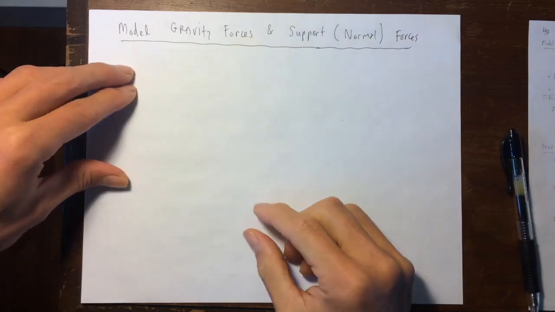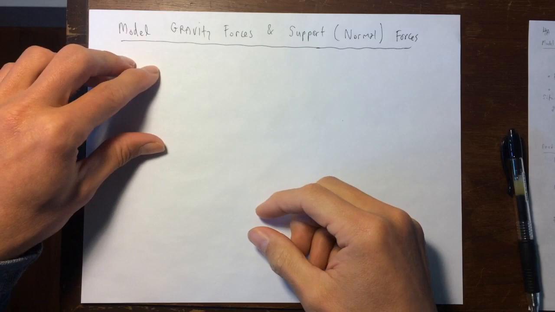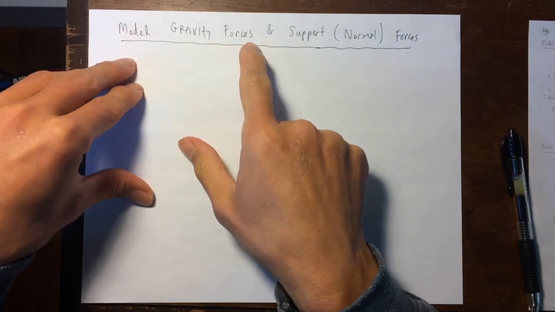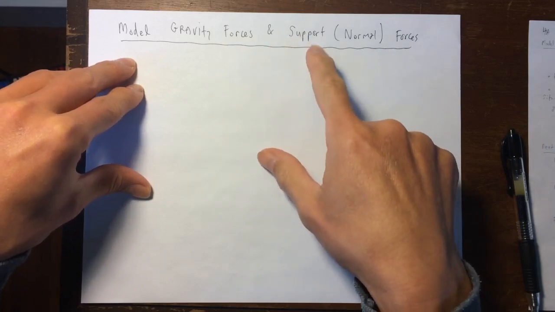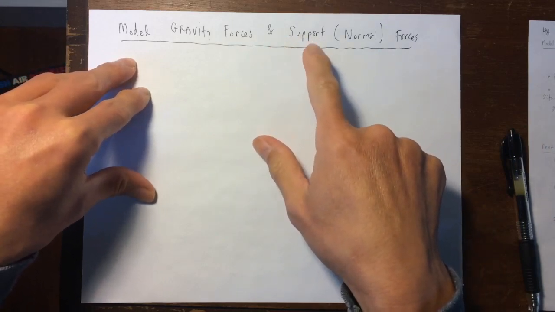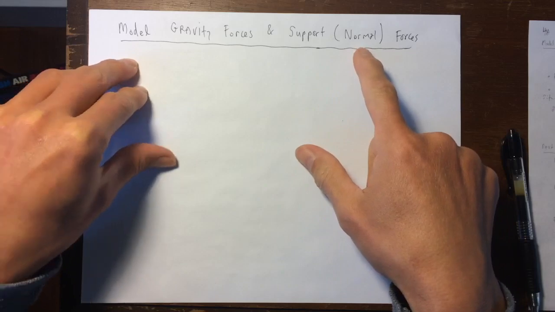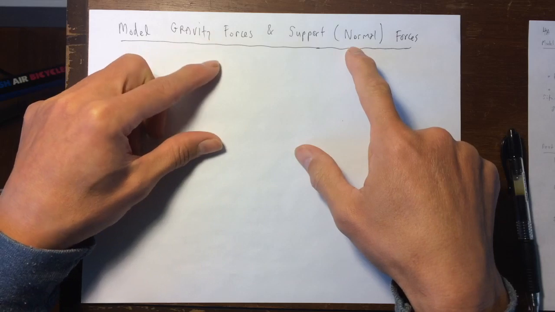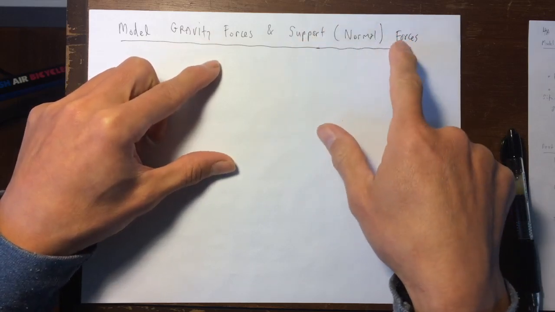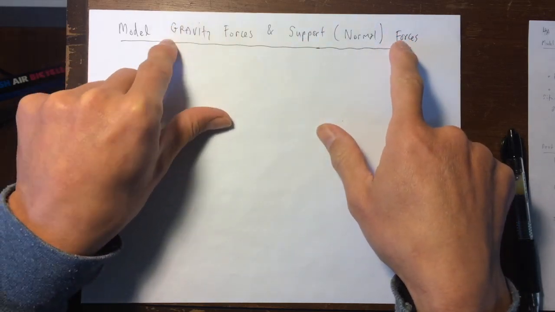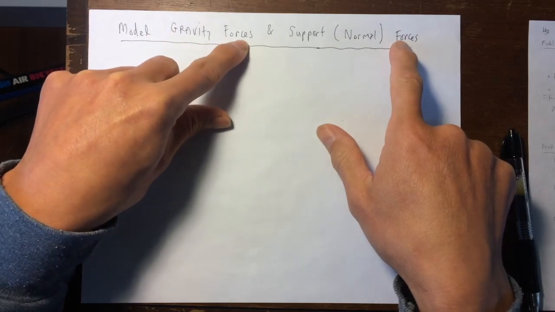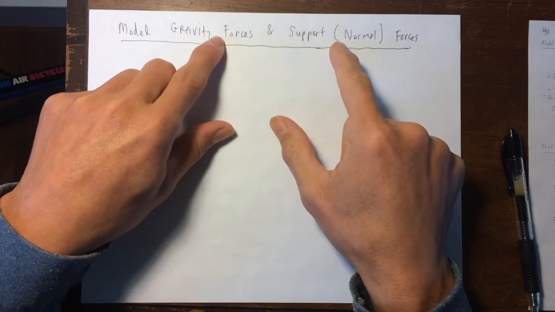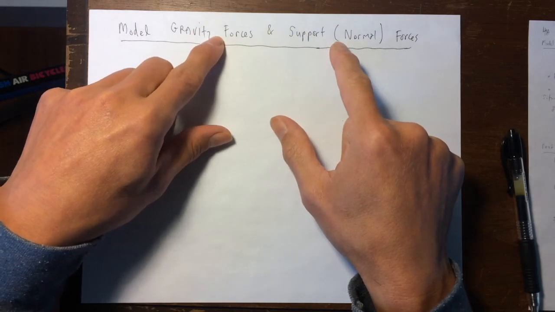So this video is about simple modeling of gravity forces, also known as weight forces, and this other type of force called a support or normal force. These end up being quite confusing because in a lot of cases, these forces have the same size as these forces, but they point in opposite directions. Sometimes people confuse these two as Newton's third law pair forces, but they are not.